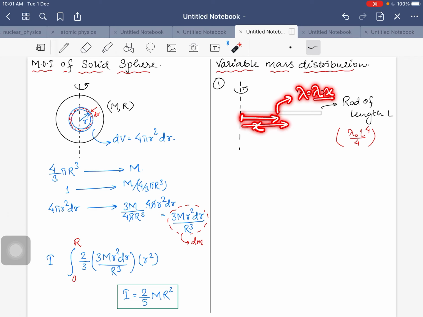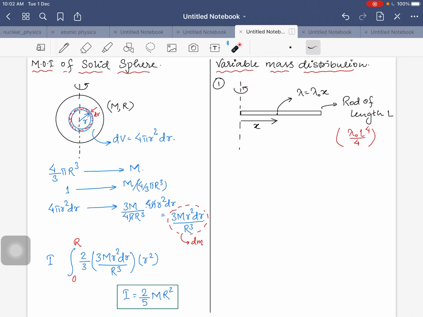And if we keep on moving in this direction, so what will happen? The x is increasing, so this lambda will keep on increasing. So what you can say, that these outer parts are more dense as compared to this part because lambda is less. So what is the moment of inertia of this rod if it will rotate about this axis?